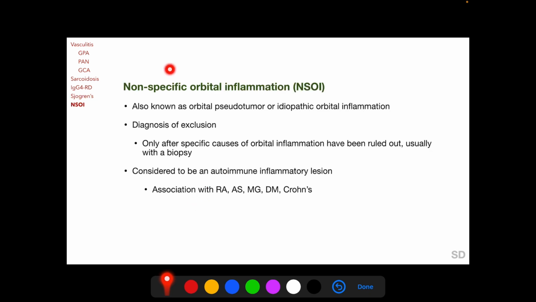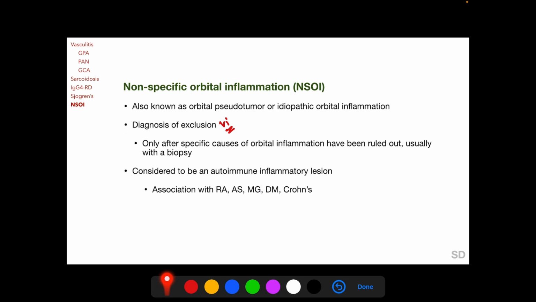Non-specific orbital inflammation, or NSOI, is also known as orbital pseudotumor or idiopathic orbital inflammation, and it is a diagnosis of exclusion, which is very important to remember. And as we have mentioned, a diagnosis of NSOI is made only after specific causes of orbital inflammation have been ruled out, usually with a biopsy.